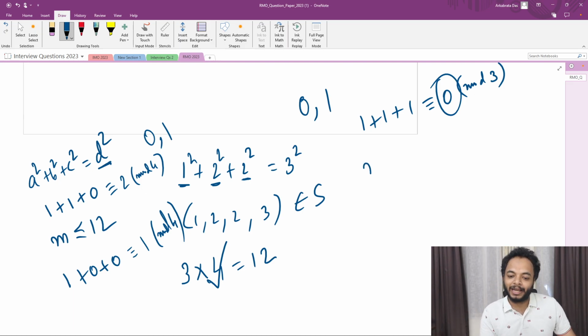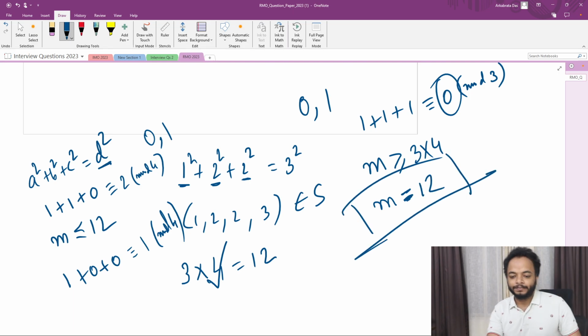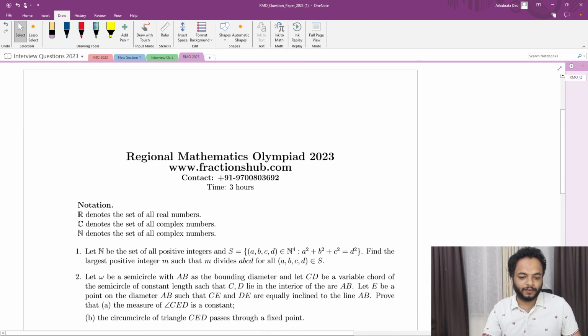So that implies that m is greater than or equal to 3 times 4, and that proves that m is equal to 12. Yeah, so that's the solution for the first one.